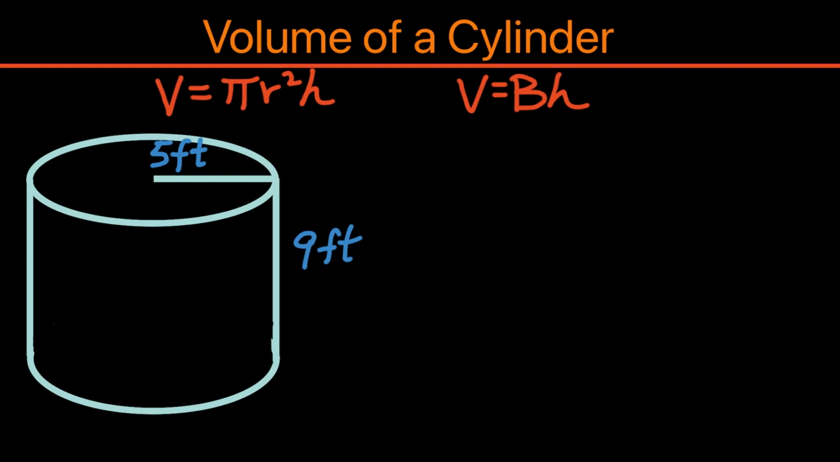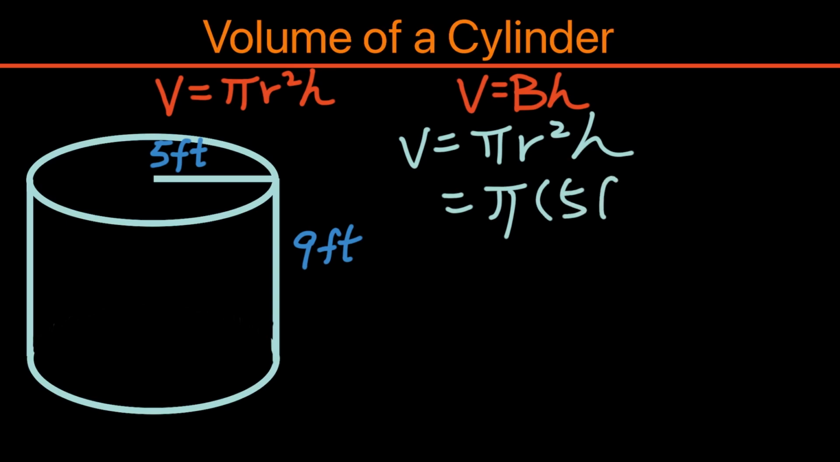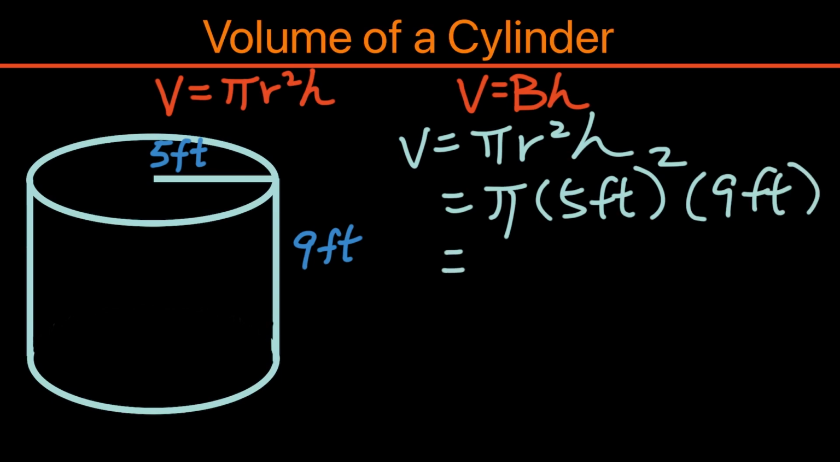And now we're gonna go ahead and solve and find the volume of this cylinder. So we'll use the first method. Volume equals pi r squared h. So we have pi, and then the radius is 5 feet squared, and then the height is 9 feet. So this would give us pi, and 5 squared would be 25 feet.